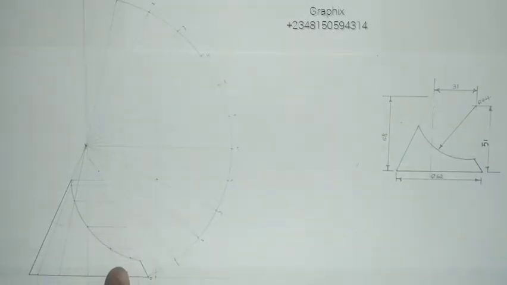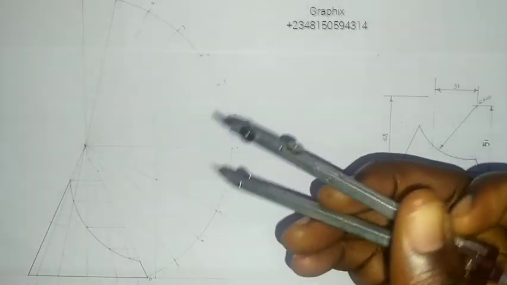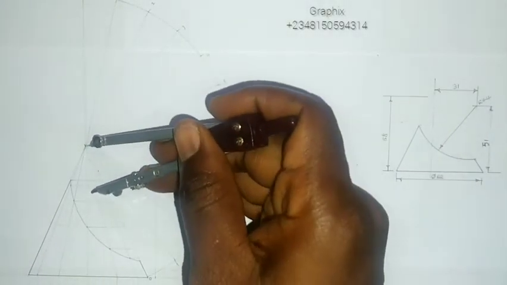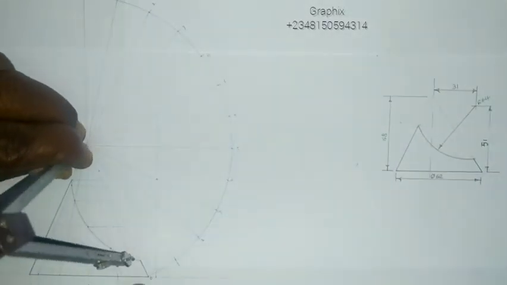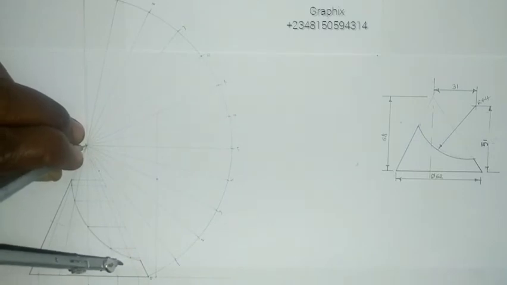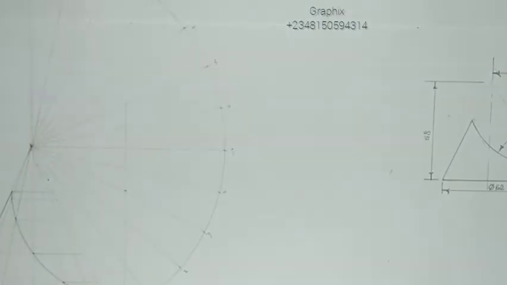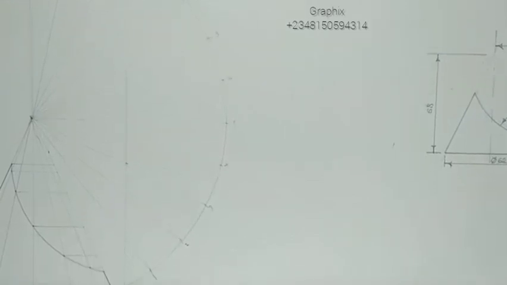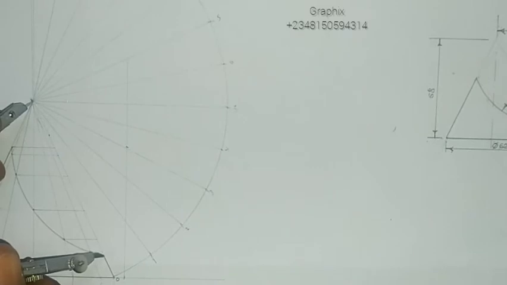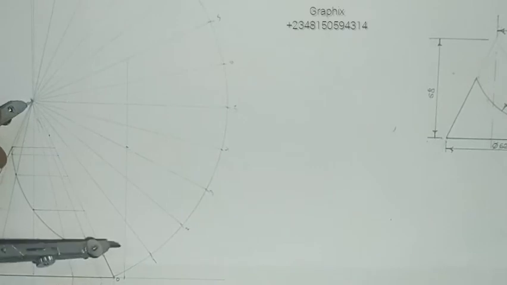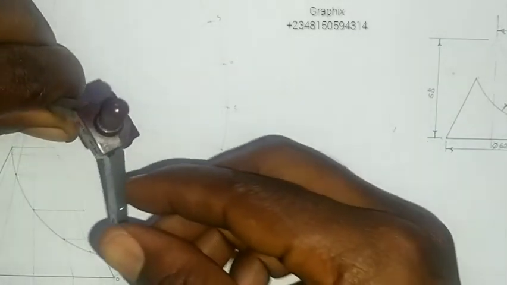You can see that. Now, what you do again is you take your compass, you place it at the center, and you start moving those points. Like the first point is this. Let me show you. The first point is this. I'll place my compass at the center here, and I will extend it to this first point here. I'm going to draw my arc.